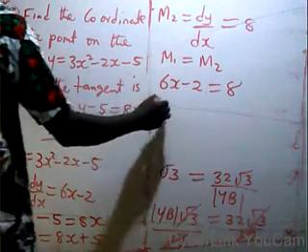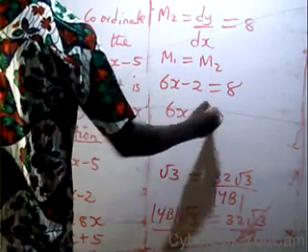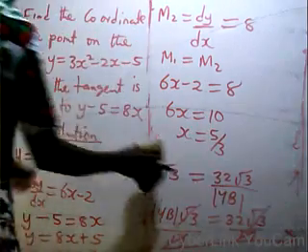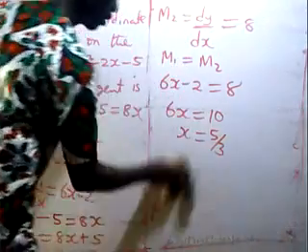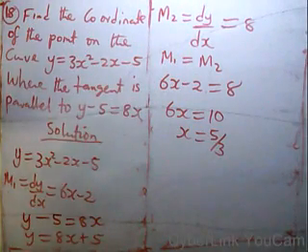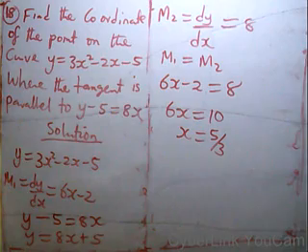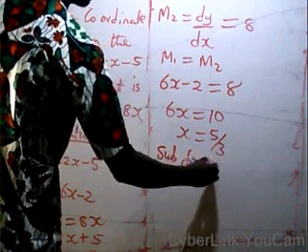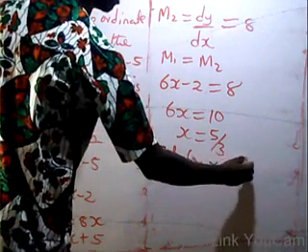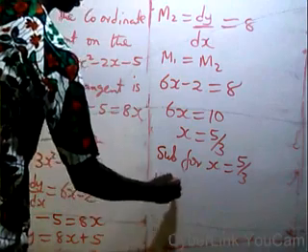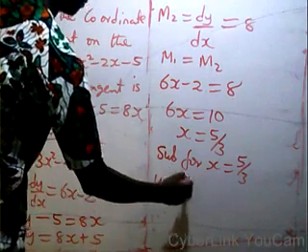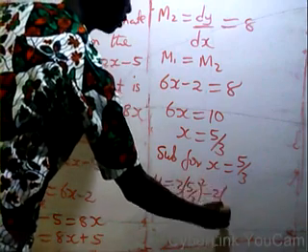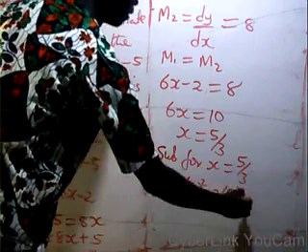If we collect the like terms, we have 6x is equal to 10. And that means x is equal to 5 all over 3. So we have gotten one of the coordinates that we are looking for. What we need to do is just substitute into the curve to get the value of y. So, sub for x equal to 5 over 3. We have y equal to 3 times 5 over 3 all squared, minus 2 times 5 over 3, then minus 5.